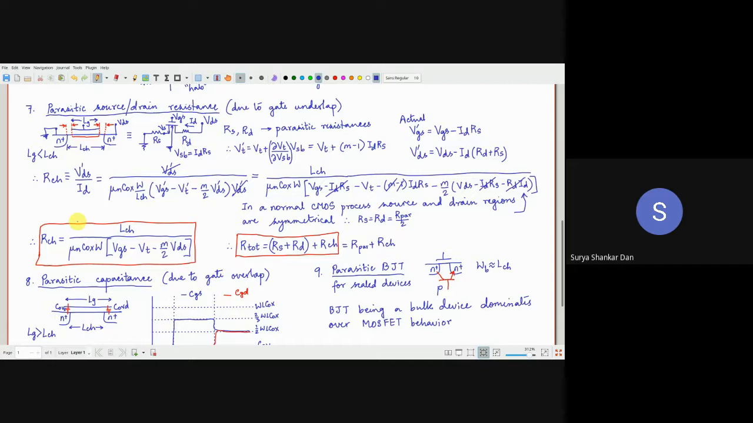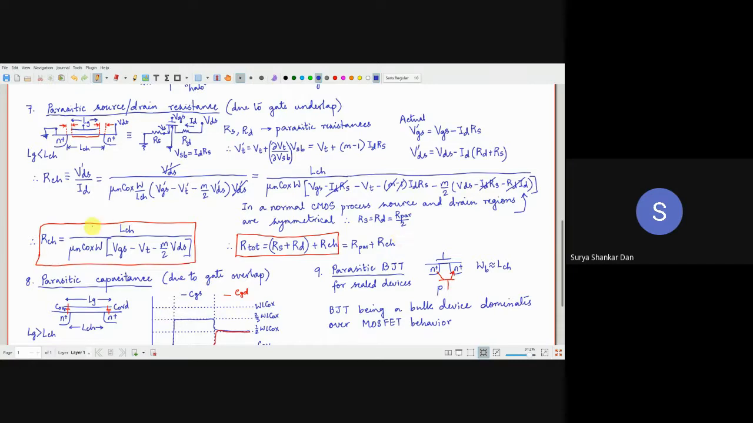So now what is important, then does it mean that your channel resistance, okay, this is the channel resistance, but this is not the R-on. R-on will include the total resistance seen by the current when it is flowing from the drain to the source. So you have to add this resistance also. So that is what RS plus RD. RS plus RD is parasitic plus RCH.